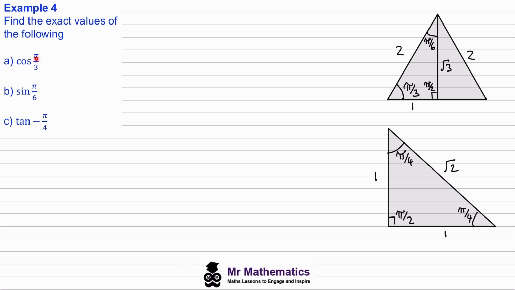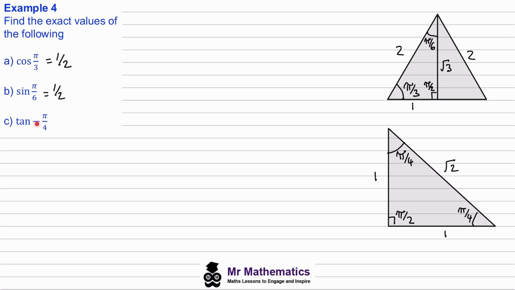We know the cosine of pi over 3 will involve this angle. This will be the adjacent over the hypotenuse. And this will be 1/2. The sine of pi over 6 will involve this angle, and it will be the opposite 1 over the hypotenuse. So this will also be 1/2.